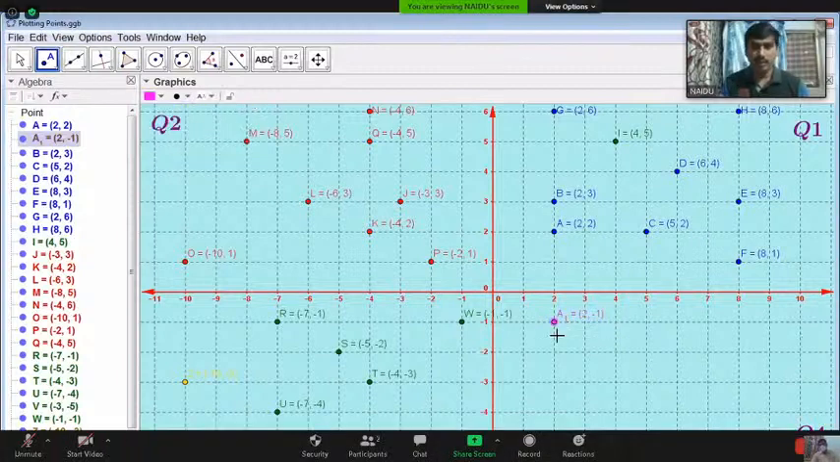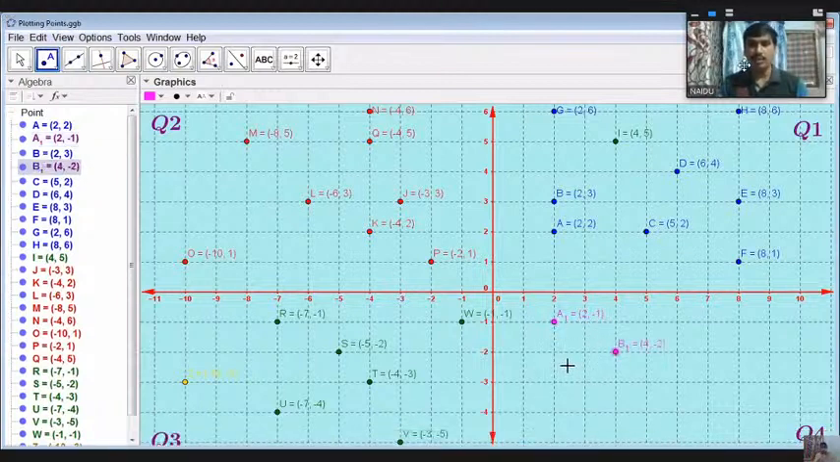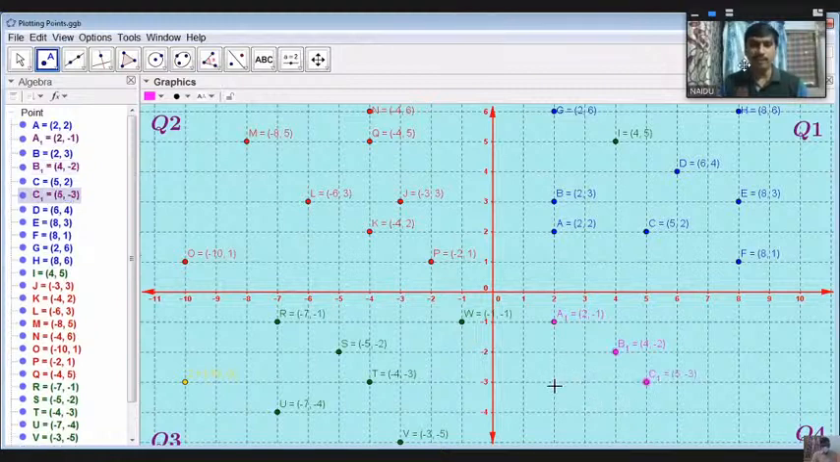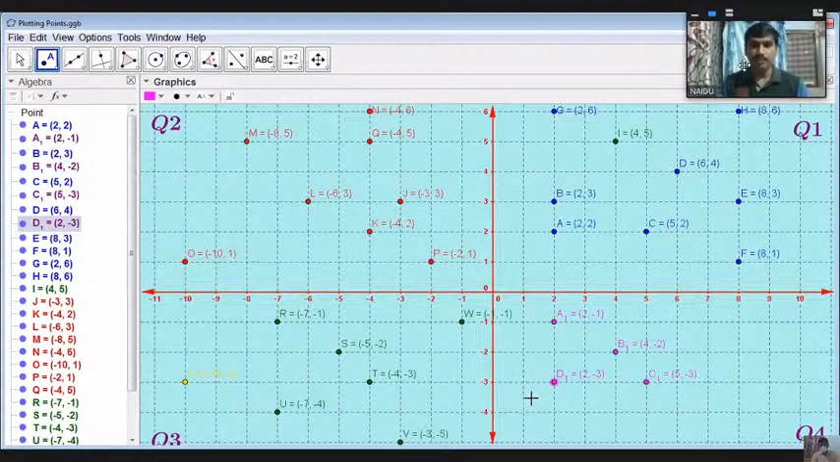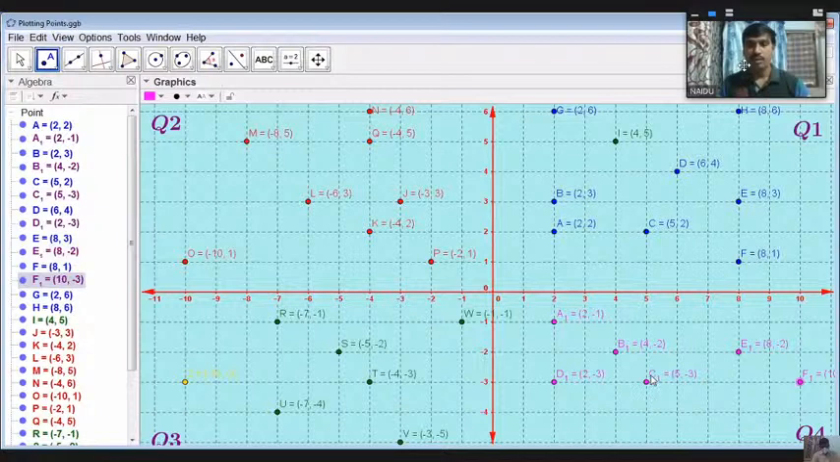Yes. Now observe that A1 is 2 comma minus 1 here. B1 is 4 comma minus 2. This is 5 comma minus 3. This is 2 comma minus 3. Now I am plotting the points completely in quadrant 4. Observe keenly: 8 comma minus 2, 10 comma minus 3, 7 comma minus 4.